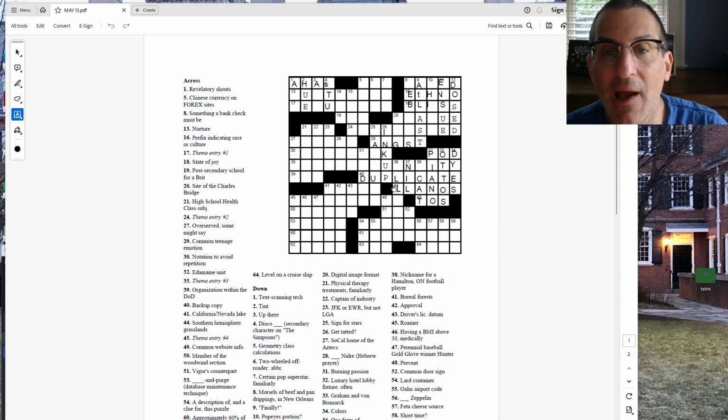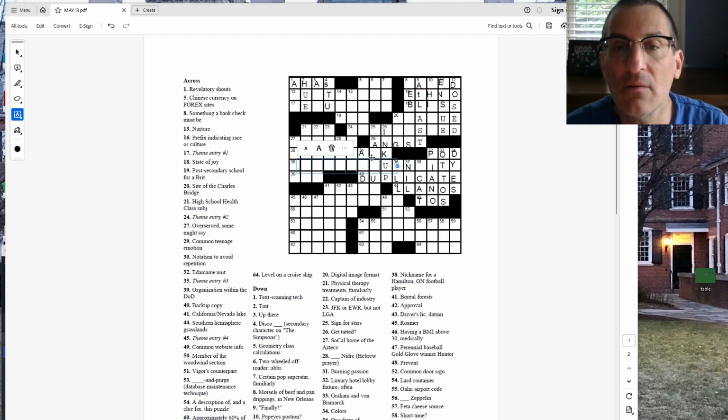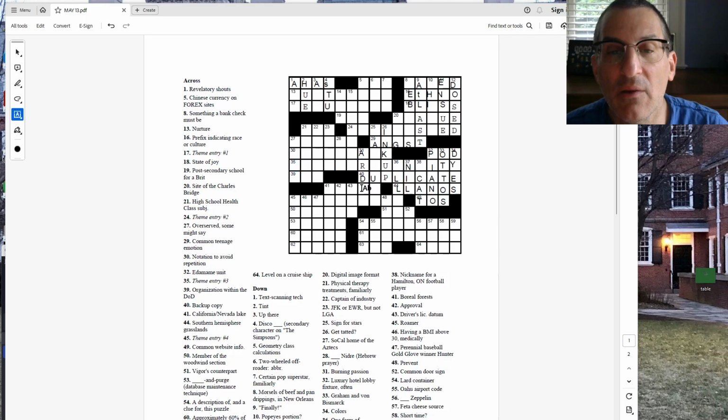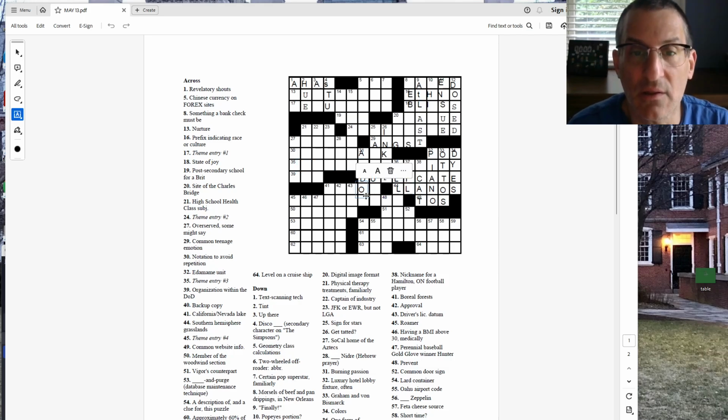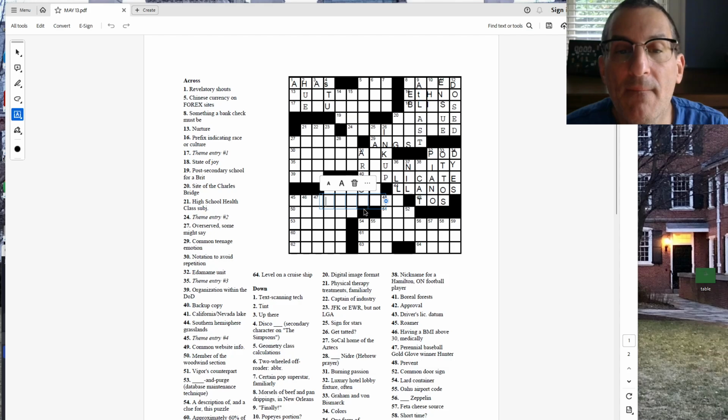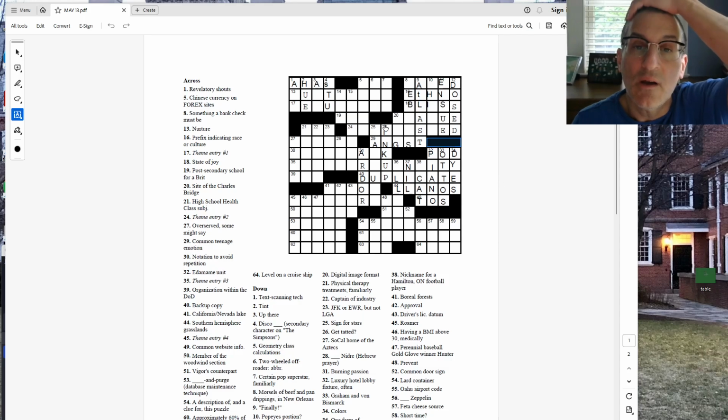31... Burning passion is ardor. Rhymes with Mordor. Where are we here? Uh-oh. Now I gotta figure out where that U went. That's where it went. So, ardor. It's kind of like a video game within a crossword, trying to get the letters in. That's extra enjoyment to the solving.